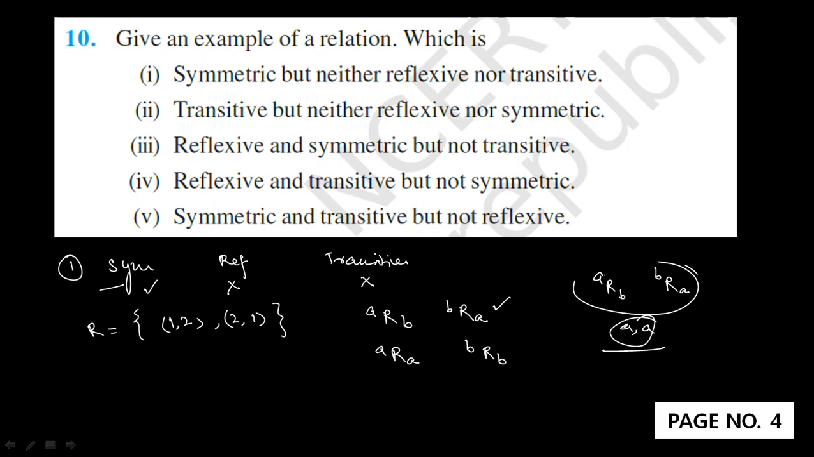This type of relation you can write many examples, (2, 3), (3, 2), (1, 4), then (4, 1), like this. You can write as many statements as you would like to write. Now, what about the second content? Transitive, second condition. Question number 10, part second. You have to write the set which is transitive but neither reflexive nor symmetric.